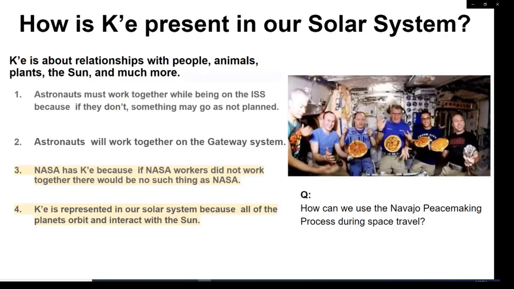How is Eh present in our solar system? Eh is about relationships with people, animals, plants, and sun, and much more. NASA has Eh because if NASA workers did not work together, there would be no such thing as NASA. Eh is represented in our solar system because all of the planets orbit and interact with the sun.